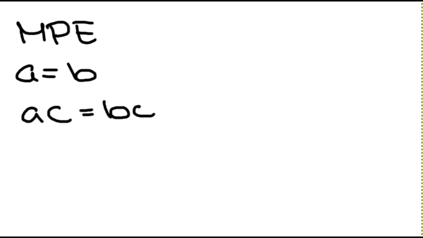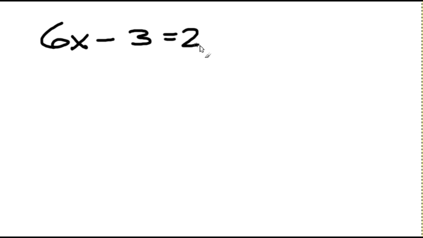Okay, so now that you have all of the necessary properties down, let's move into some examples. So let's go back to that first example that I gave you guys. 6x minus 3 is equal to 21. The way that you are going to do this is you are going to use the addition property of equality and add 3 to both sides.